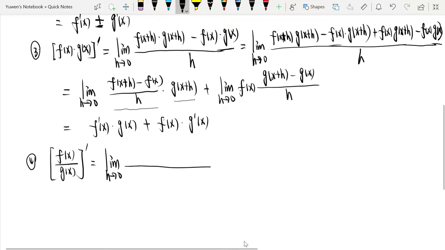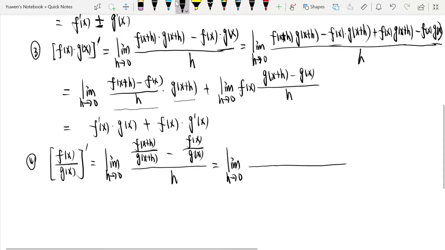And for the quotient rule, the derivative of f(x) over g(x) is the limit as h tends to zero of f(x+h) over g(x+h) minus f(x) over g(x), over h. That equals the limit as h tends to zero. There are two fractions in the numerator, so we use a common denominator to simplify.